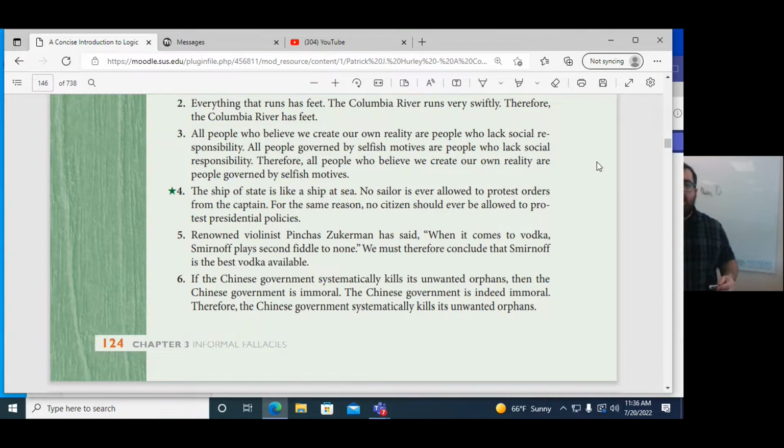Now, the particular informal fallacy here, we don't have a word for this quite yet, but this is the fallacy of false analogy, right? It's not actually analogous. Sailors to a captain is a different structure than any of us as US citizens protesting some action the government has taken, right?